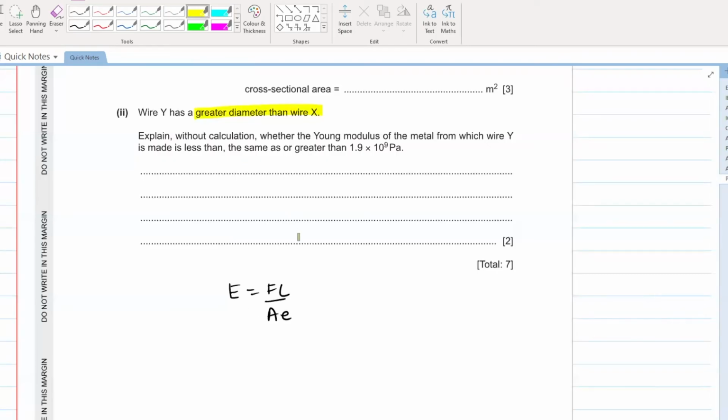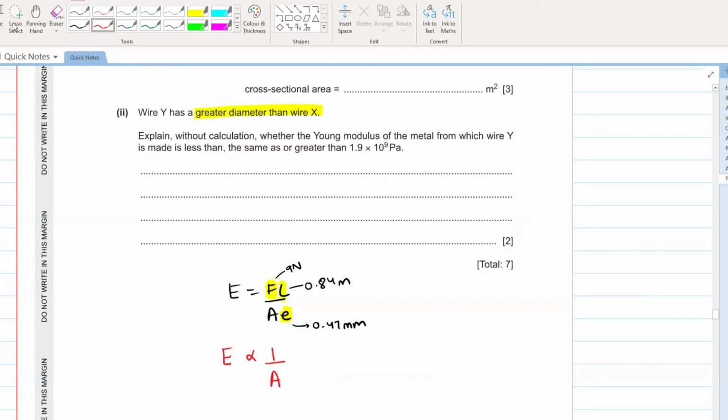If you see, the force on both wires is constant, that is 9 newtons. Both wires have the same unstretched length, that is 0.84 meters. And both wires have the same extension, that is 0.47 millimeter. So all these three variables are constant. What can you say here? Young's modulus is inversely proportional to area.